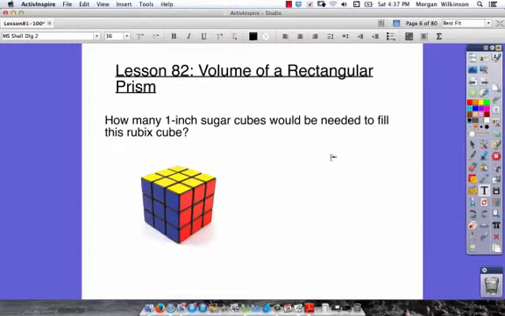Lesson 82 is about volume of a rectangular prism. And our first question says, how many 1-inch sugar cubes would be needed to fill this Rubik's Cube?